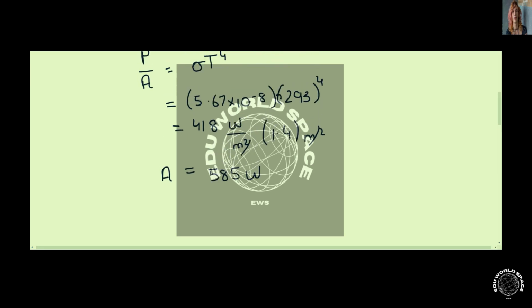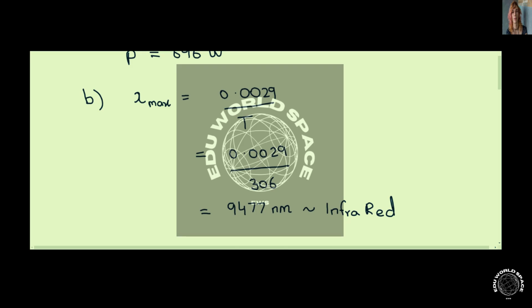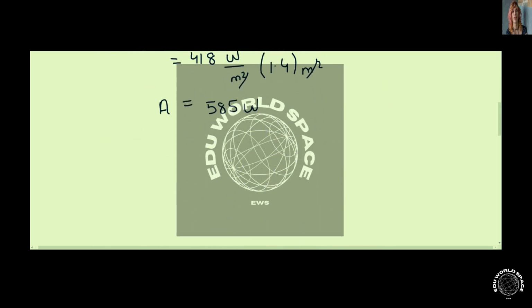And for our next part, to find the net power emitted, we need to subtract the power that is absorbed, 585, from the power that is emitted, which is 696. And subtracting these results in 111 watts, which is our final answer for the last part.